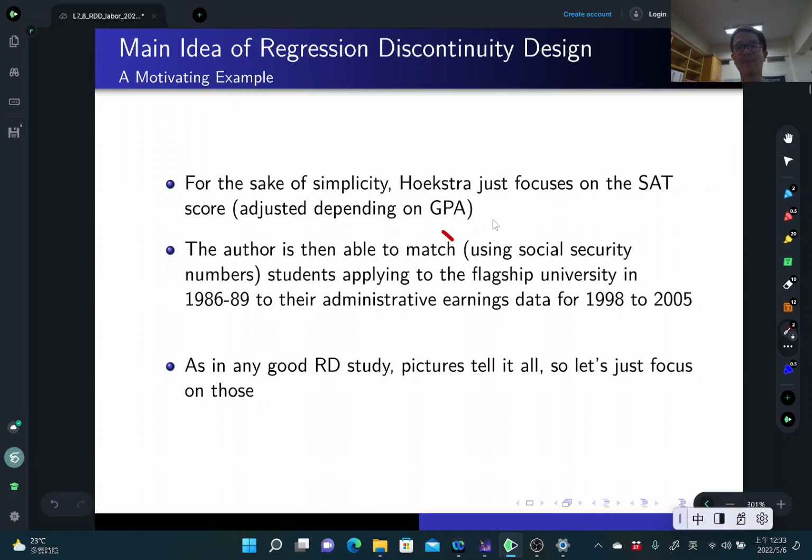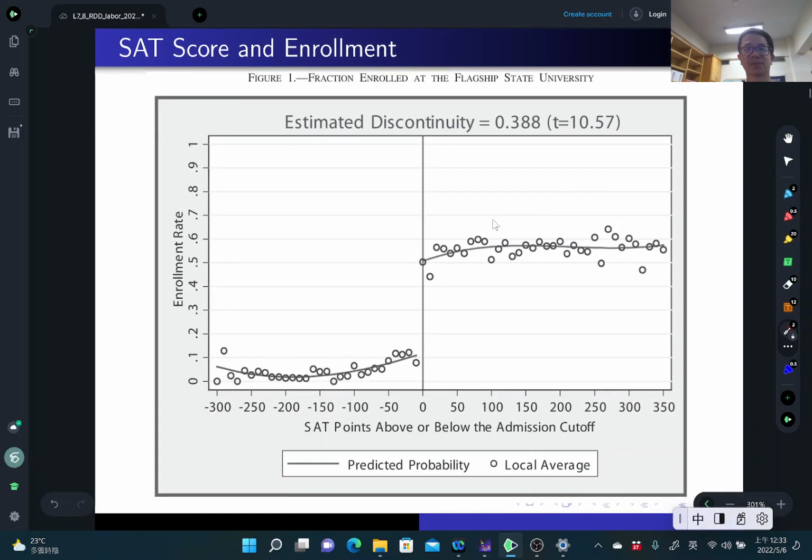So the authors match the students who applied to these good schools in 1986 to 1989 with the administrative earnings data from 1998 to 2005 and apply an RD design. A good RD study's picture basically tells everything, so we just focus on the pictures. The first thing you need to show is that passing the cutoff really generates a higher probability of attending a good school.